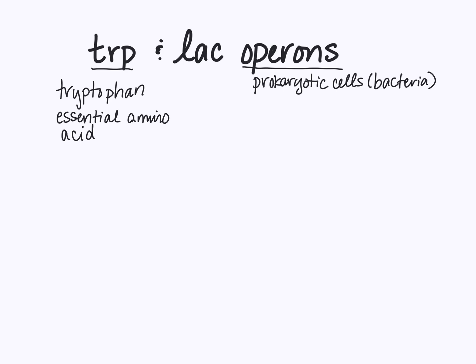The lac stands for lactose. And lactose is the sugar found in milk. And the lac operon includes genes that code for enzymes that help the prokaryotic cell break down lactose.